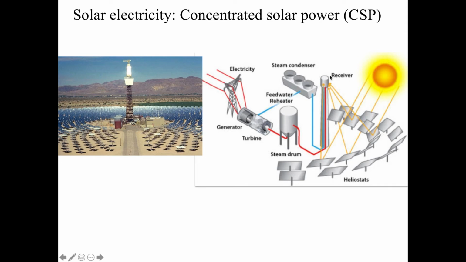You could have water inside the receiver, and that water can capture the energy and be converted to steam, and that steam can then turn a turbine, which turns a generator that produces electricity. There also now are what we call molten salt receivers, and I'll show you a video of how those work. And those have now become batteries that allow you to capture incoming solar radiation during the day to store that energy in molten salt.